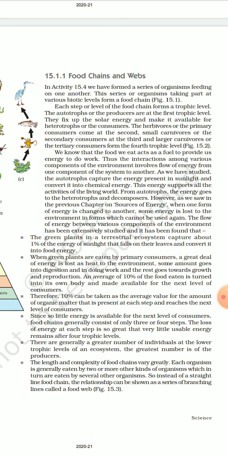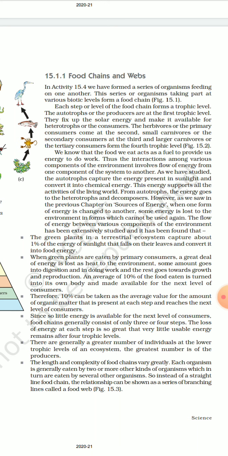The plant basically captures only 1% of the solar energy and breaks it down into food energy. When green plants are eaten by a primary consumer, a great deal of energy is lost as heat to the environment. So when the heterotrophs consume the autotrophs, or the plants, a huge amount of energy is lost to the environment, and the same goes into digestion and in doing work, and the rest goes towards growth and reproduction.